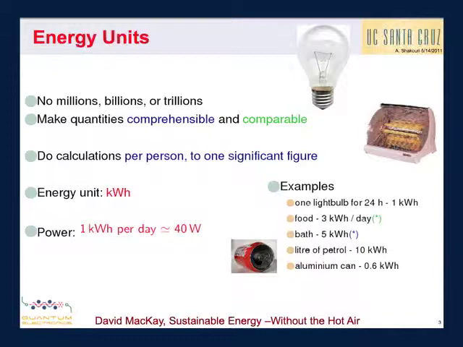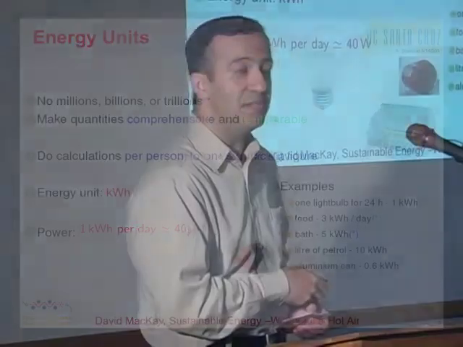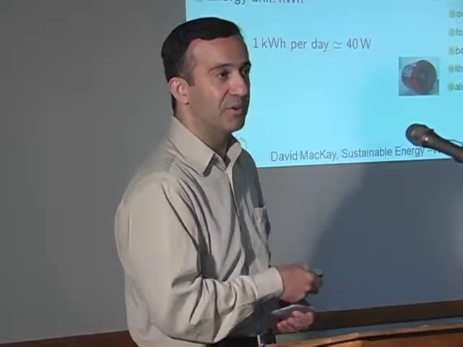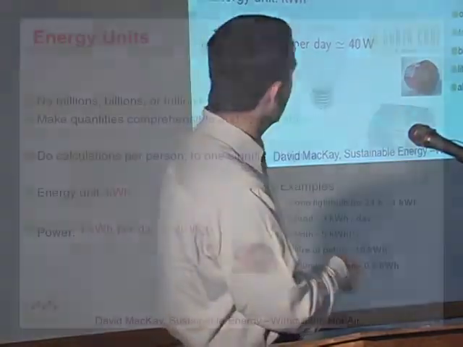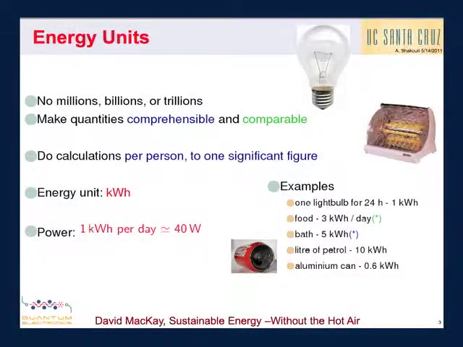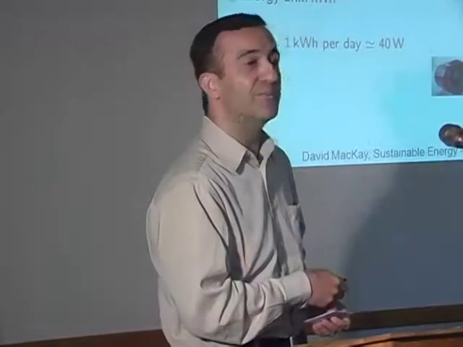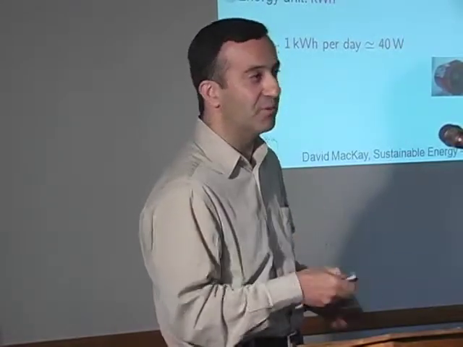So the food that we eat typically is about 3 kilowatt hours. So it's like having three 40 watt light bulbs on for 24 hours, this is how much energy is in the food. Taking a bath is about 5 kilowatt hours. It depends how long it is and how hot it is, but this is an average number. This is, I guess, from a British text. It says a liter of petrol is 10 kilowatt hours. A gallon is 4.5 liters. So a gallon of gas that you put in the car and burn is 45 kilowatt hours. So it's like having 45 light bulbs on for 24 hours.